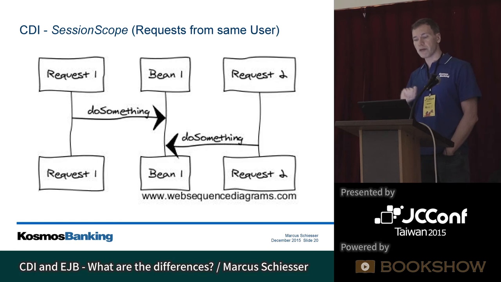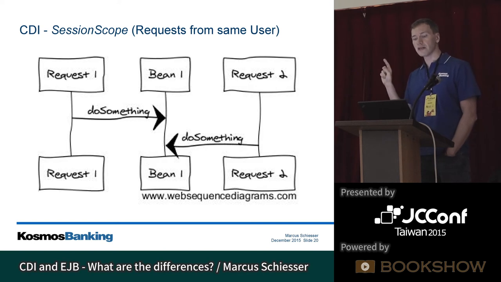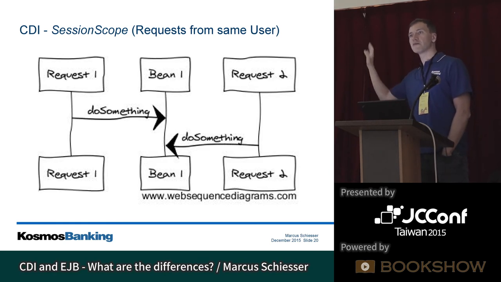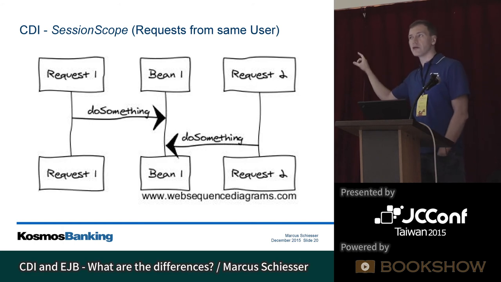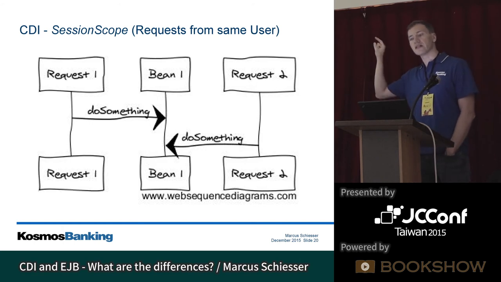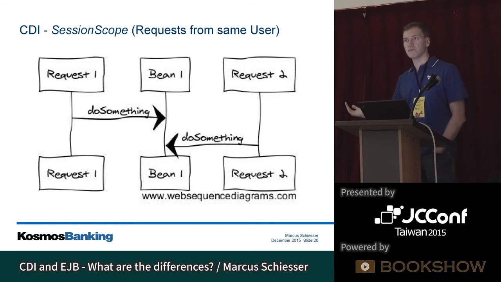And we have a session scope bean. Now in request one, we're doing a call on the session scope bean, and we're getting bean instance one. Then we have another request from the same user, so he's getting the same instance, because it's session scoped. Before, when it was request scoped, he would get a new instance, but now it's session scoped. So in that session scope bean, we could store data that we want to keep for the whole user session.